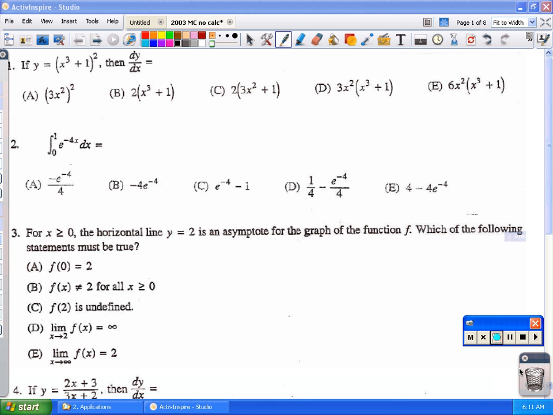Alright, this is the 2003 no calculator multiple choice test that I'm going to go over so you can look at it at your own pace. Alright, so let's just jump in here.